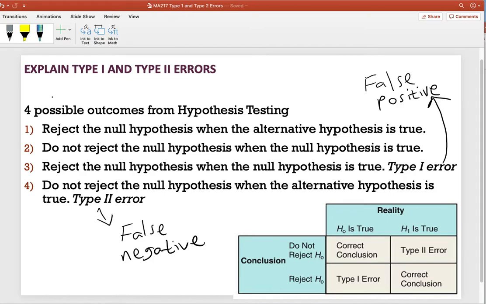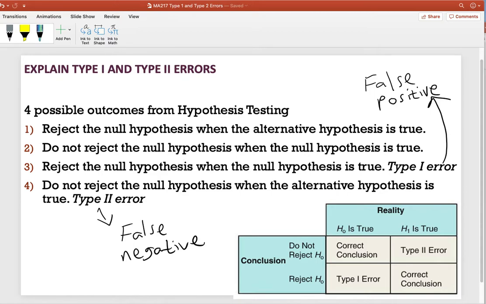The first is to reject the null hypothesis when the alternative hypothesis is true. So, that being this particular box down here. That creates a correct conclusion, right? We want to reject the null hypothesis when its alternative is true within the population. So this is a correct conclusion down here.